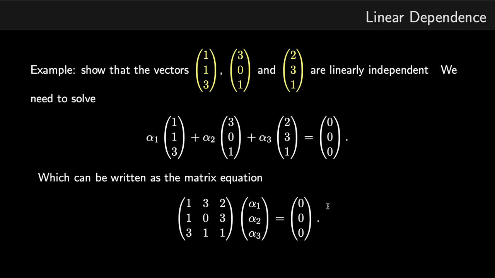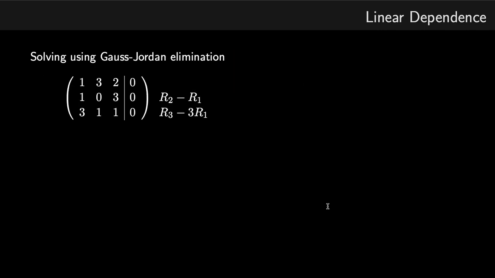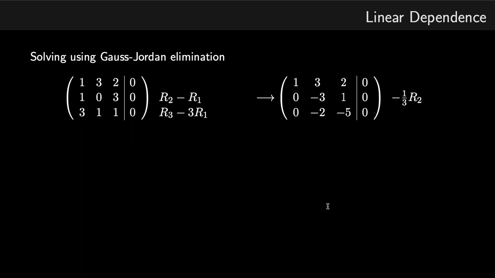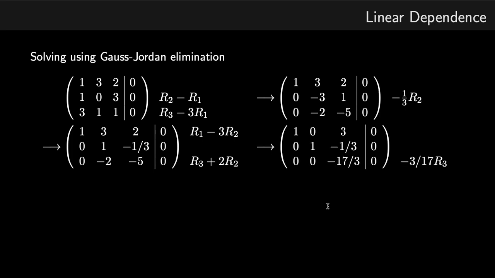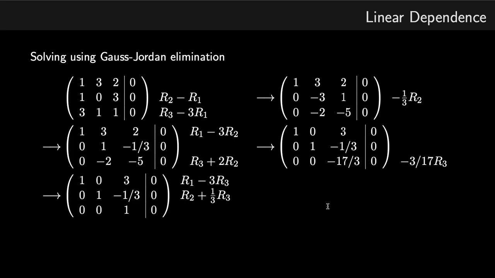There are many ways of solving a linear system. I'm going to use Gauss-Jordan elimination. I've done a previous video on this, so I'm going to go through this quite quickly. Using our standard elementary row operations, I'm going to row reduce to reduced row echelon form. I've gone over this quite quickly, so you can slow the video down to check this is correct.